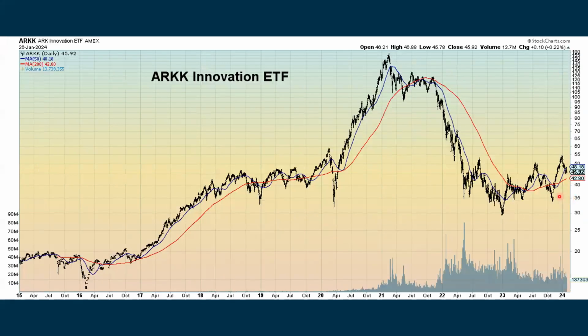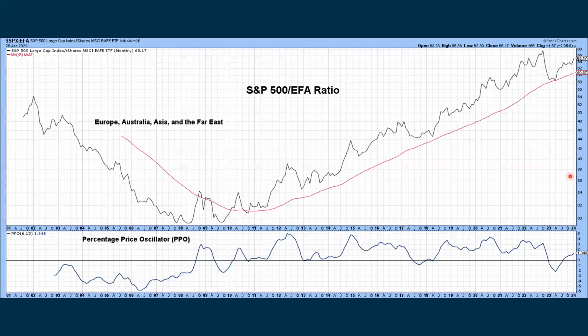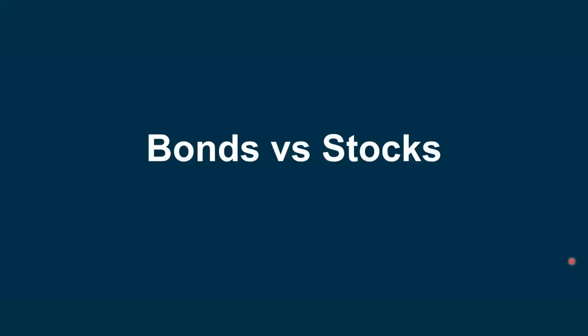Here is ARK, which continues to be in an uptrend, but ever since the beginning of 2024 has been under pressure. Then we look at a monthly chart of the S&P, and we take a ratio of a global index, which covers stocks in Europe, Australia, Asia, and the Far East. When this is going up, that means that the S&P is outperforming. We're also seeing the momentum of this longer-term chart continue to be positive.